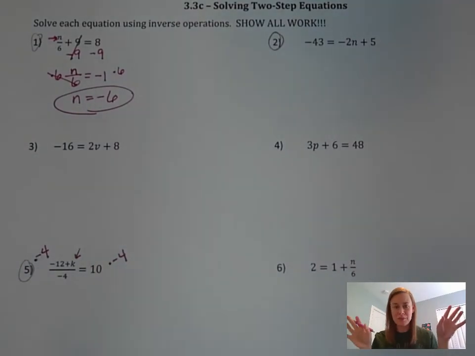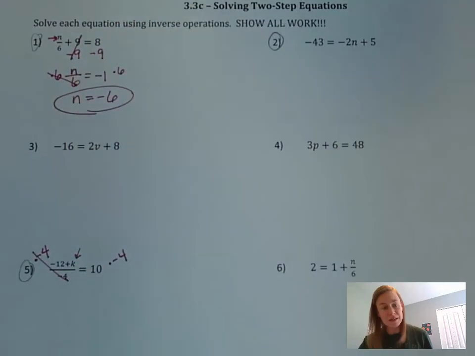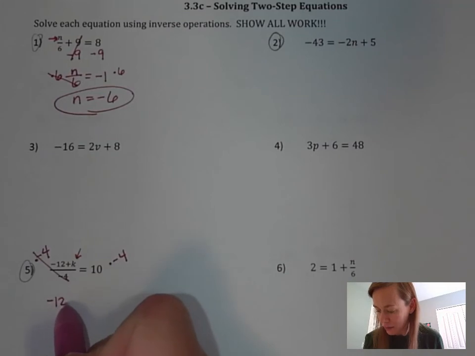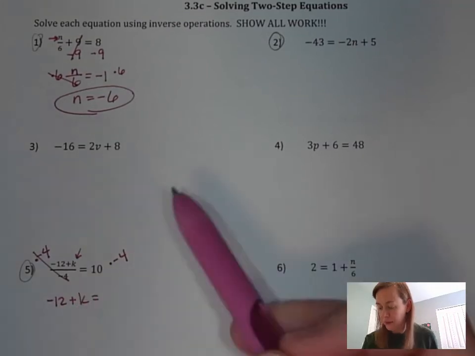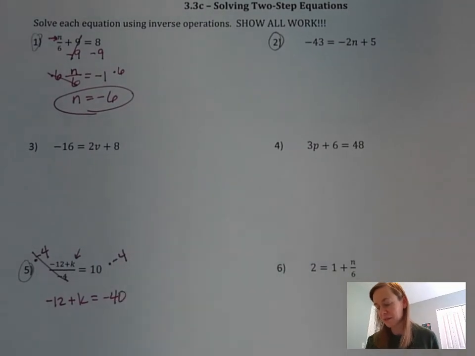So both sides will be multiplied by that negative 4. Now when we multiply this side by negative 4, it just cancels out, which is awesome. That's what we want. And I'm going to bring down the negative 12 plus k. And then over here we have to multiply 10 times negative 4. That just gives us negative 40.